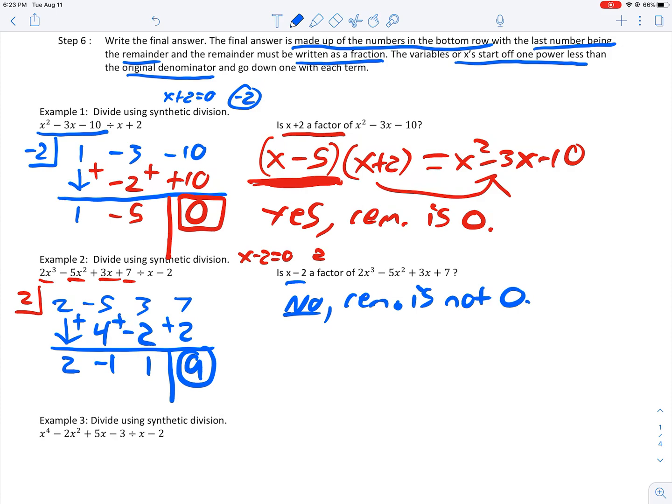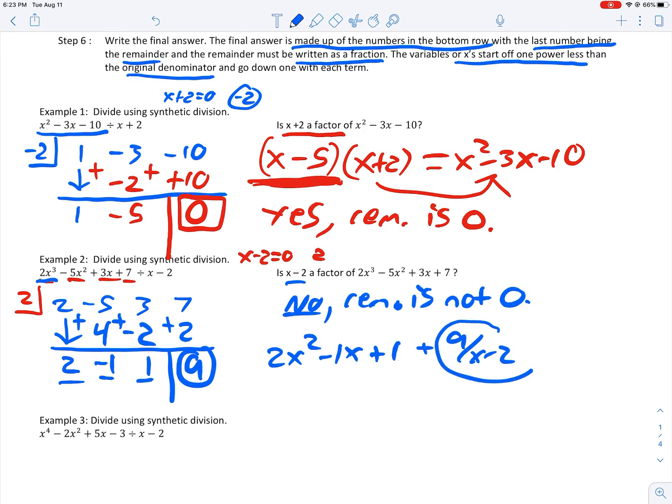So how would you write this? Well, you always start 1 degree less than what you started with. I start with x cubed. So this would be 2x squared minus 1x plus 1. And your remainder would be 9 over the x minus 2.